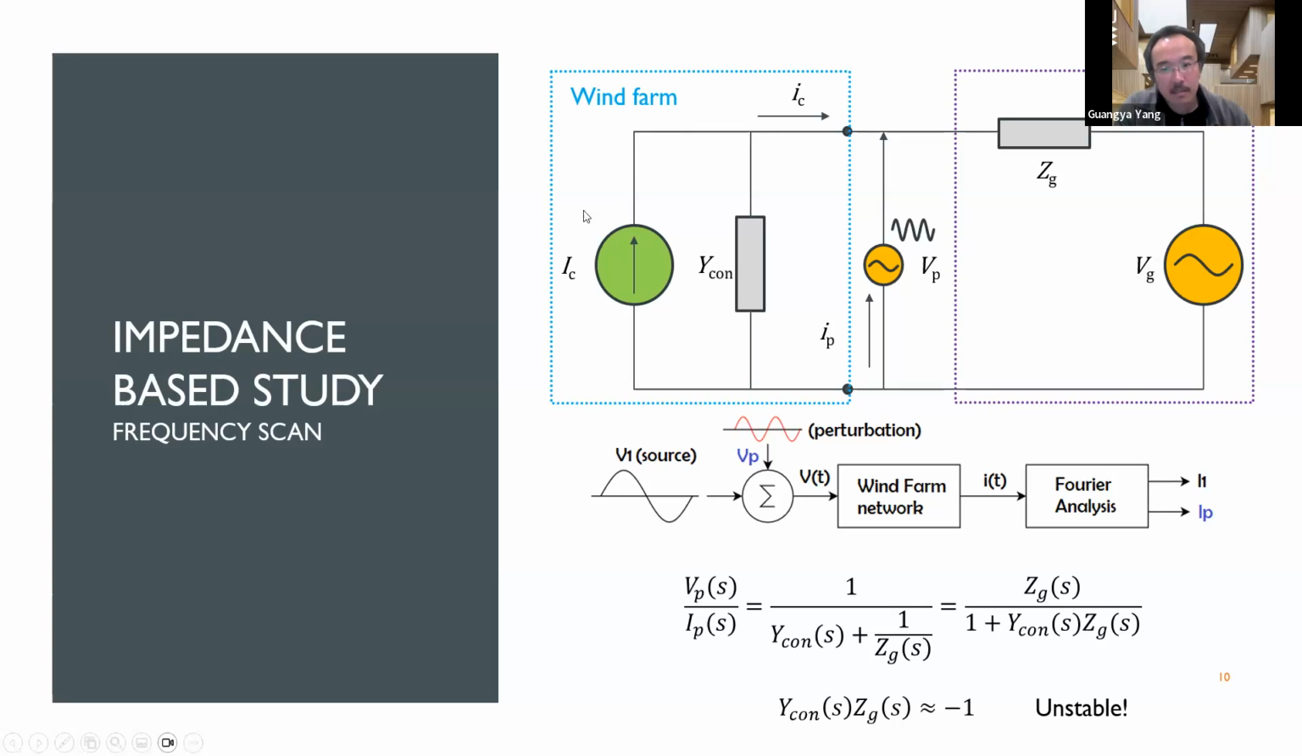Another method complementing the small signal or linear analysis is the impedance-based study, the impedance-based method. It's a kind of small signal method where you inject a certain frequency into the grid, and then you observe whether there's any resonance point for different frequencies. Typically you implement it at the PCC point, where you inject the perturbed signal, observe the current, and then do the Fourier analysis, and then you can get the impedance. If the converter impedance and the grid impedance times together give -1, then you have an unstable case based on this equation here.